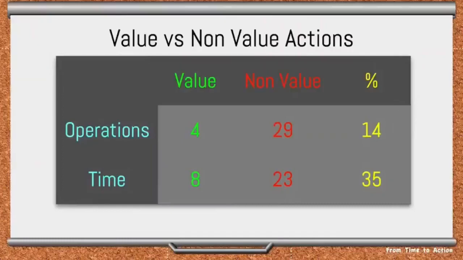Now, let's take a look at the numbers. The number of non-value added actions is 29. The number of value added actions is only 4, or only 40%.